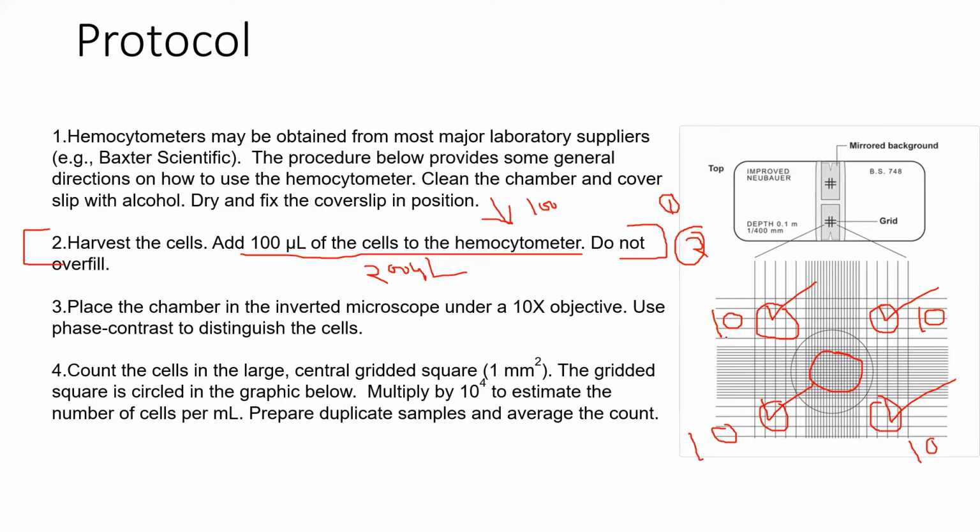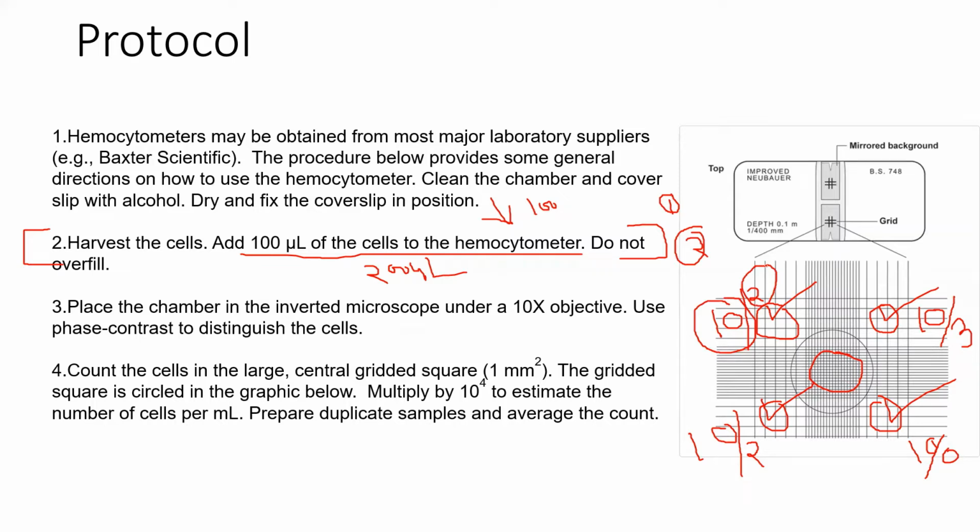Out of the 10 cells, how many dead and live cells? Suppose we have 10 live cells and 2 non-viable cells. Here in 10 cells, you have 3 non-viable cells. Here you have 10 viable cells and 0 non-viable cells. Here you have 10 viable cells and 2 non-viable cells. So you have to count the total number of viable cells and the total number of non-viable cells.